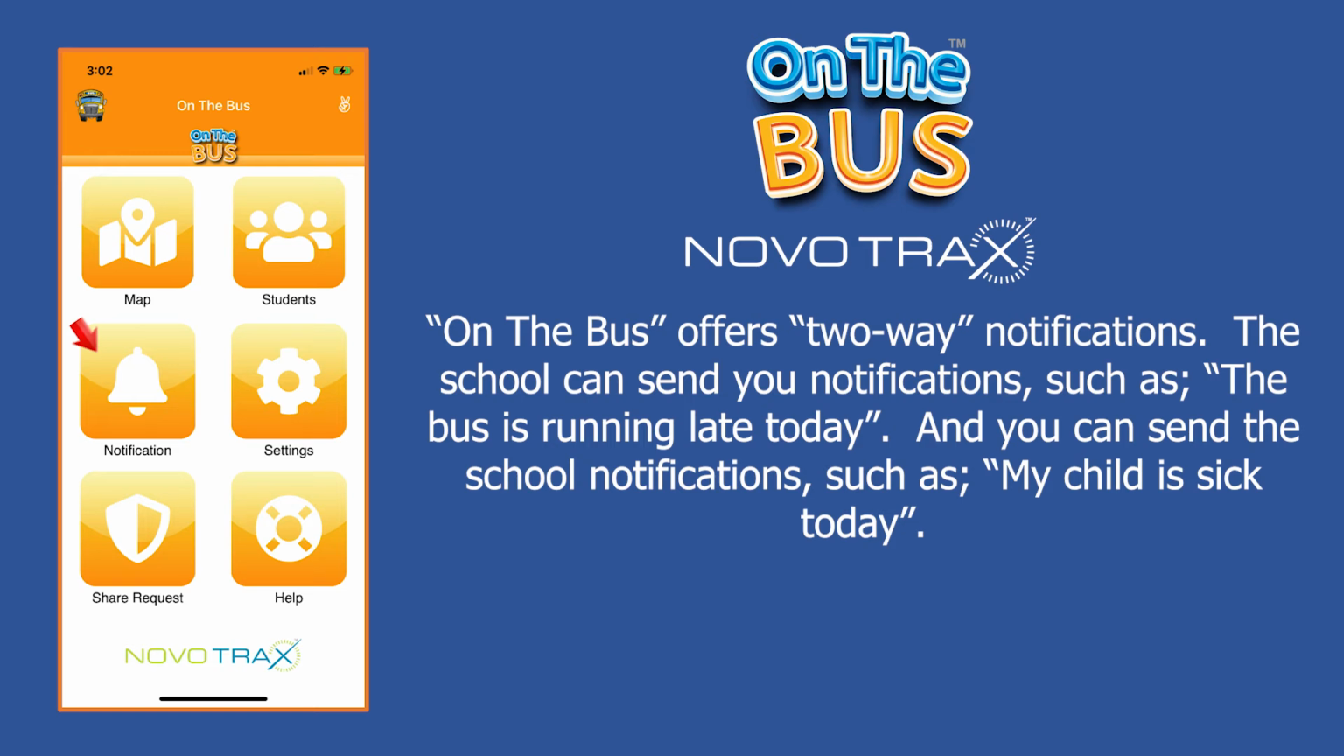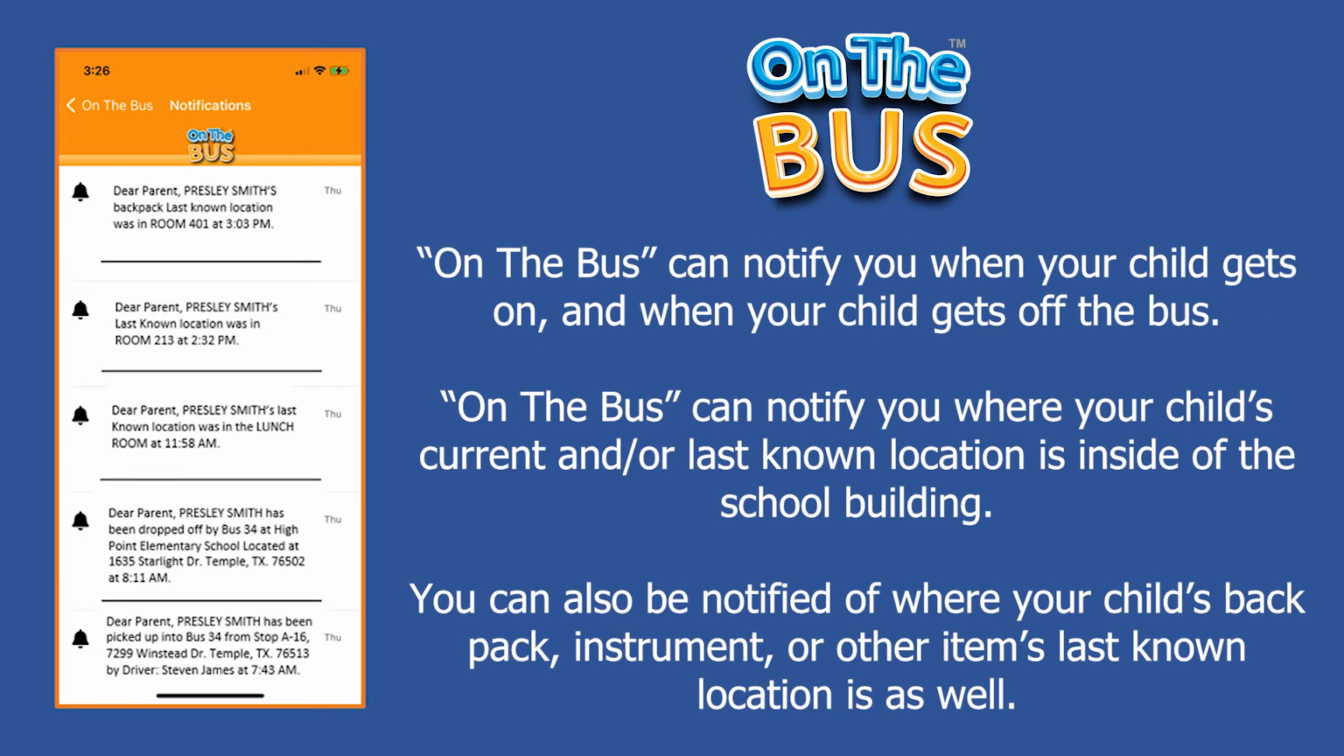On the Bus offers two-way notifications. The school can send you notifications, such as the bus is running late today, and you can send the school notifications, such as my child is sick today. On the Bus can notify you when your child gets on and when your child gets off the bus. On the Bus can notify you where your child's current and/or last known location is inside of the school building. You can also be notified of where your child's backpack, instrument, or other item's last known location is as well.